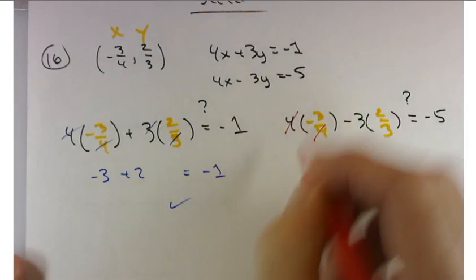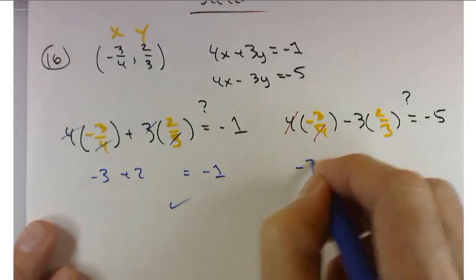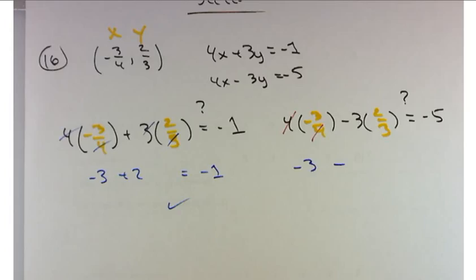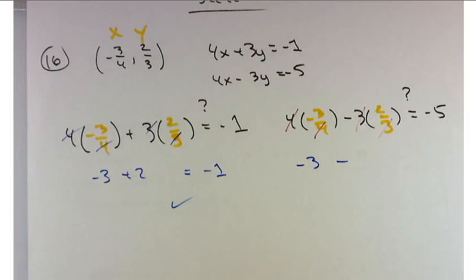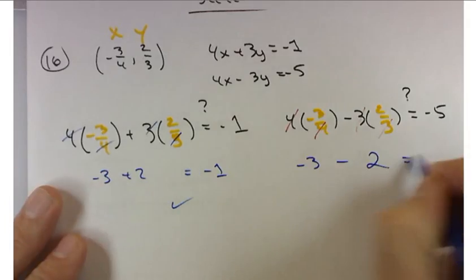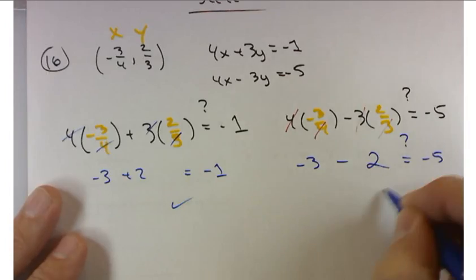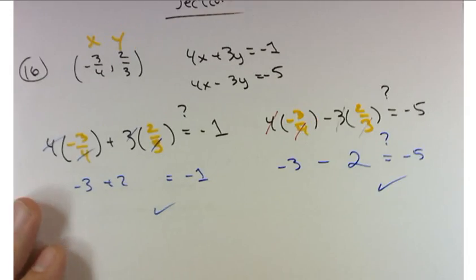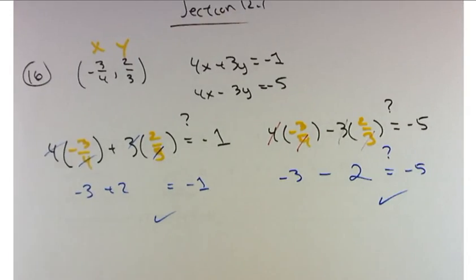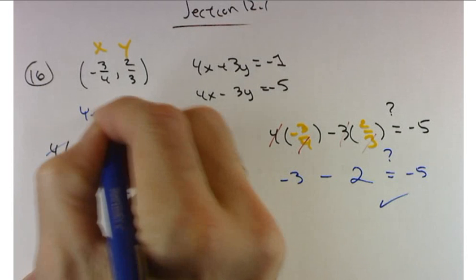4 times negative 3/4, again we get some nice cancellation. So that gives me negative 3 minus what? Minus 2, good. So minus 2. Does that equal negative 5? Yes, it does. So it satisfies both equations. So the answer is yes. This is a solution.